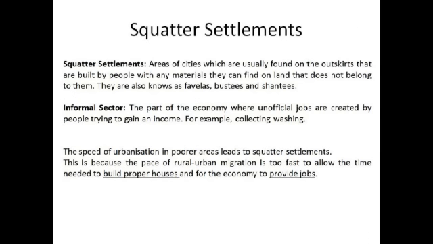Yay! So the next big topic we're coming on to is squatter settlements, which are areas of cities which are usually found on the outskirts, so on the edges and stuff. They're built by people with any material they can find on land that doesn't belong to them. They're known as favelas in Brazil, bastis in India, and shanties in Africa.